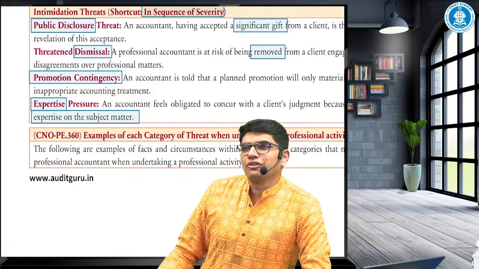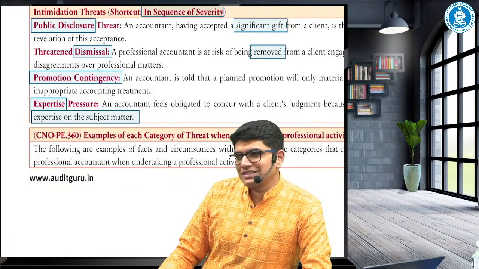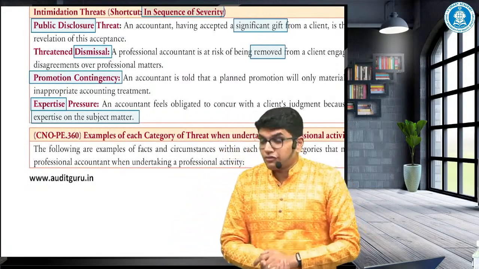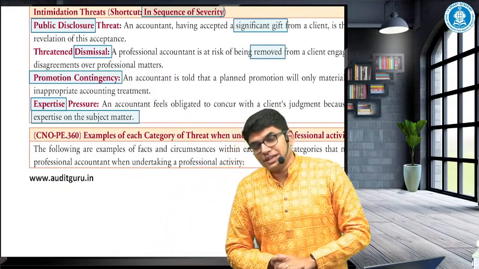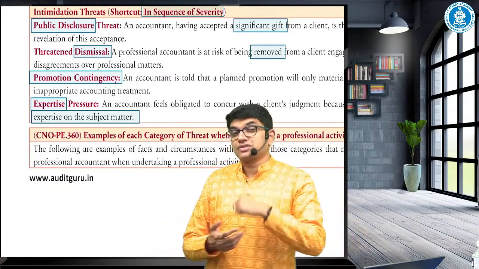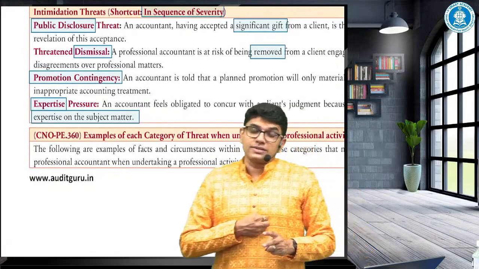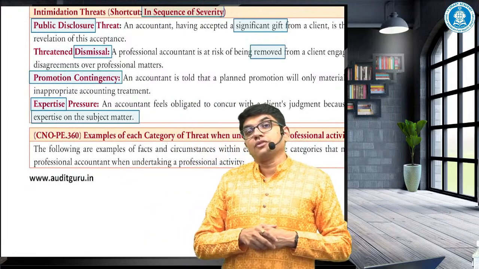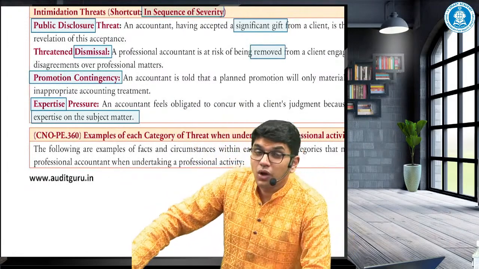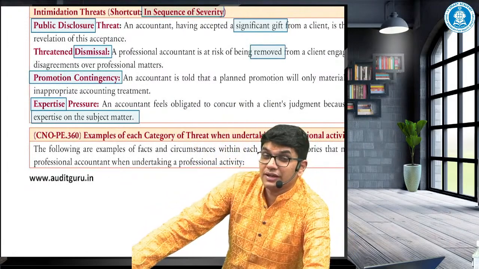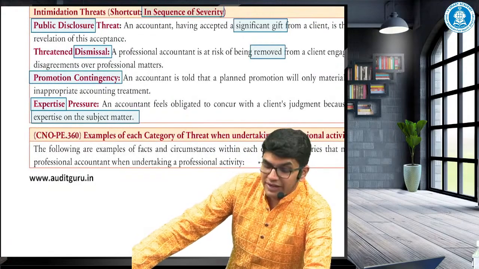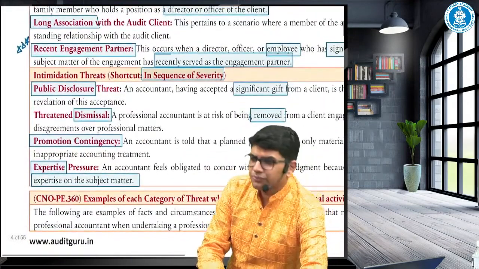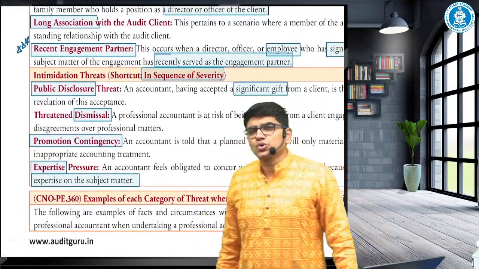Okay. So we have seen background, code of ethics, its parts, five fundamental principles. And then there are threats, five types of threats. We have seen five examples of self-interest threat, two examples of self-review threat. Then we have seen three examples of advocacy threat, familiarity threat, and finally, intimidation threat. Now you must be thinking, sir, how will I remember so many points?